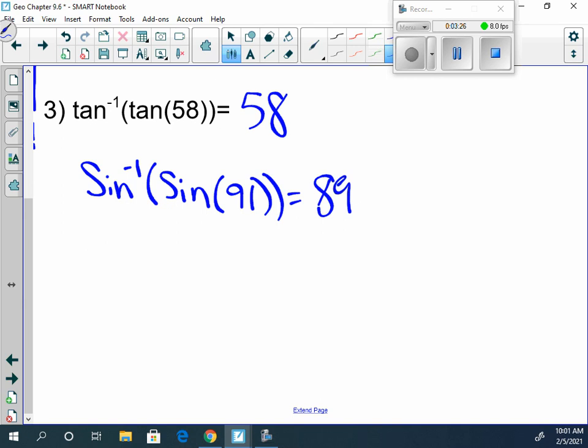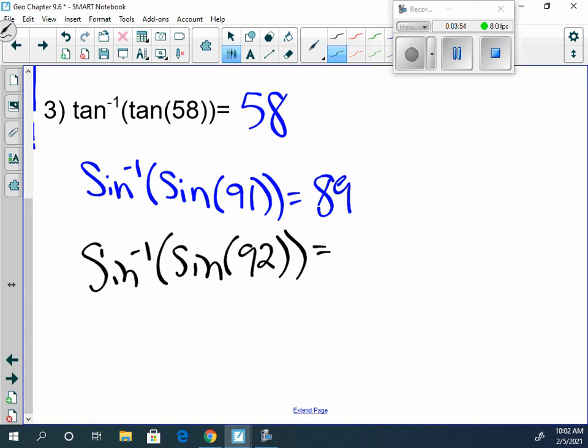Sine inverse of sine, well, I'm not going to explicitly say it yet. That was kind of weird, wasn't it? It didn't come out to be the same. It's close, isn't it? Well, let's try it again. What would sine inverse of sine, let's just go up one, 92 be? It's like it's hovering around one number, isn't it?